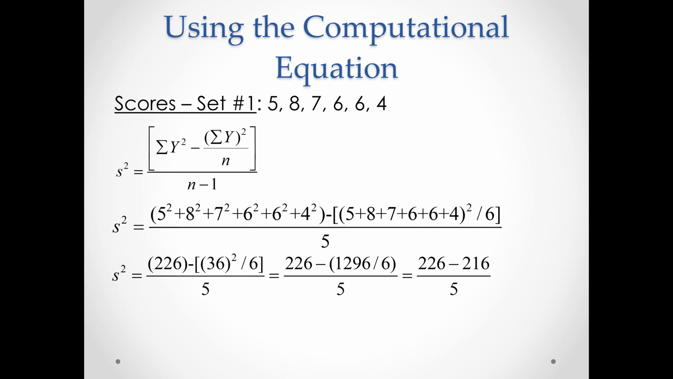Okay, so 5 squared plus 8 squared plus 7 squared plus 6 squared plus 6 squared plus 4 squared gives us 226. Minus, well, 5 plus 8 plus 7 plus 6 plus 6 plus 4 is 36. We square 36 and we get 1296. Divide by 6 and we get 216. So on the top we end up with 226, which is the sum of our y squared, minus 216, which is the sum of y, squared and divided by n. After you subtract the top, 226 minus 216 is 10. Then you divide it by 5, and that gives us a variance of 2. And that's how we solve for the computational equation.